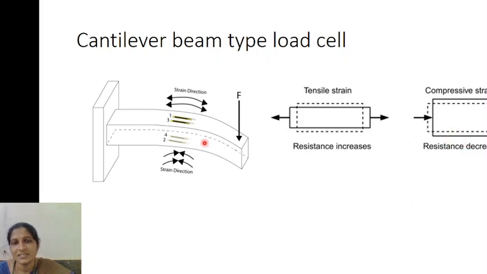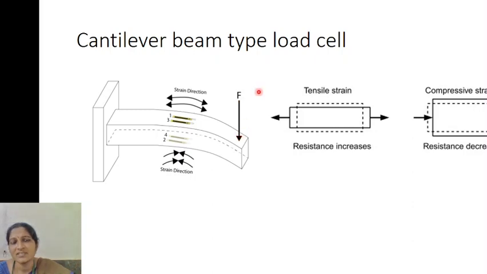So on one side of the cantilever beam, tensile strain is applied, and on the other side, compressive strain is applied. Because of these two strains, if these strain gauges are attached to a Wheatstone bridge, then under balance the Wheatstone bridge will not show any deflection. That means no force is applied. Whenever there is a deflection, the bridge is unbalanced, and the deflection of the Wheatstone bridge will show how much force has been applied.